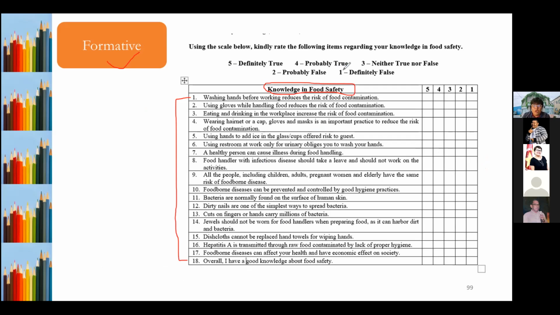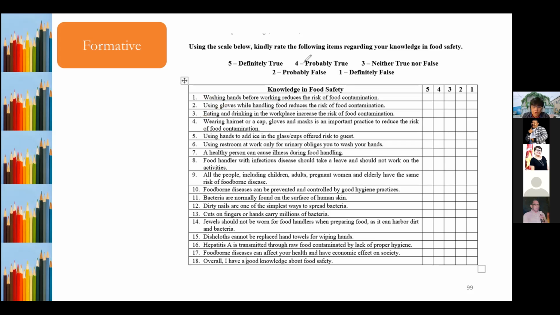Now, you will see here, kung babasahin natin isa-isa yung mga items hindi talaga sila highly correlated. Why? Because number 1 has something to do with washing of hands. Number 2 has something to do with using of gloves. Number 3 is eating and drinking in the workplace. Number 4 is wearing hairnet or cap, and so on and so forth. Ibig sabihin, these are the causes of knowledge in food safety. So tawag natin dyan mga formative construct.